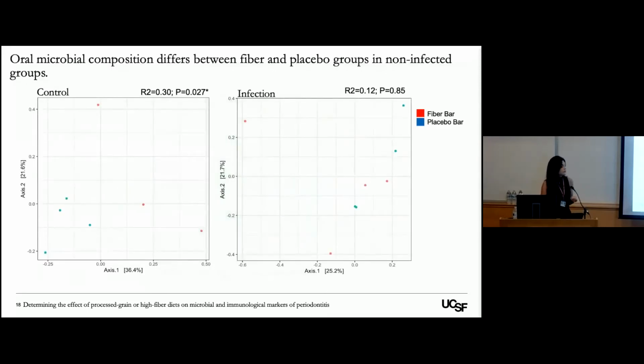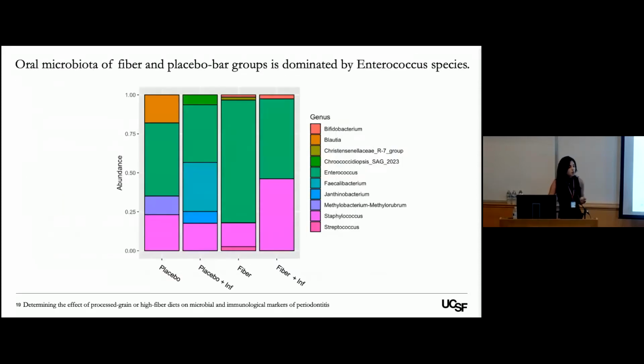With the fiber and placebo groups, we saw that these diets prompted specific distinct microbial profiles in the absence of infection, but not in the presence of infection. And looking more closely at this, we see that these differences are driven primarily by the relative abundance of Enterococcus, which are higher in the fiber groups compared to the placebo groups.